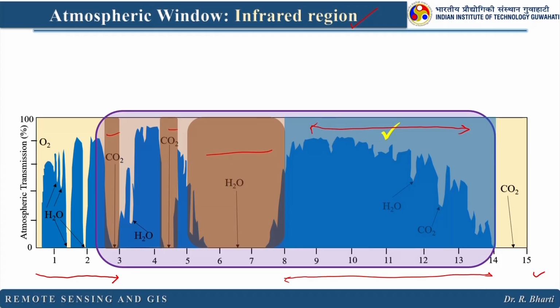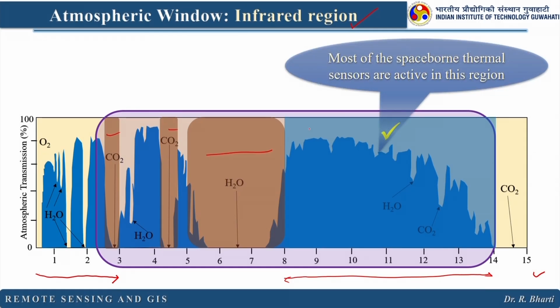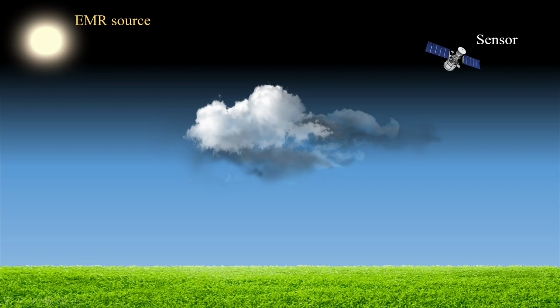Now let us understand this particular wavelength, which is highlighted here, you can see this, right? This is the wavelength which you can find in all the thermal infrared sensors. That's why I have written that most of the space-borne thermal sensors are active in this region, because atmospheric transmission is good. So let us understand what exactly we measure here.